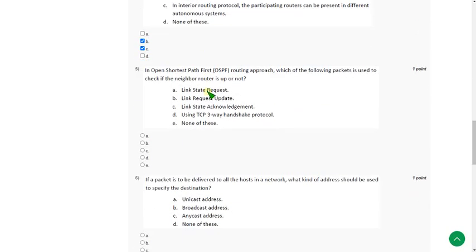Fifth question. In open shortest path first routing approach, which of the following packets is used to check if the neighbor router is up or not? The answer is option E, none of these. So mark option E.